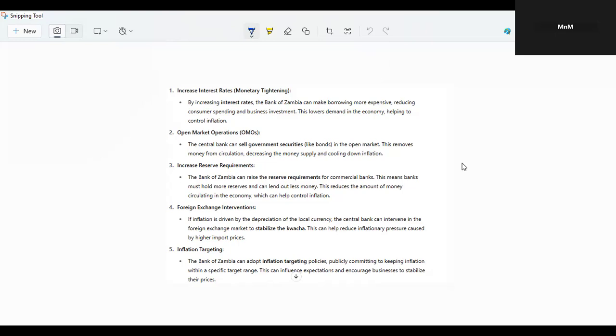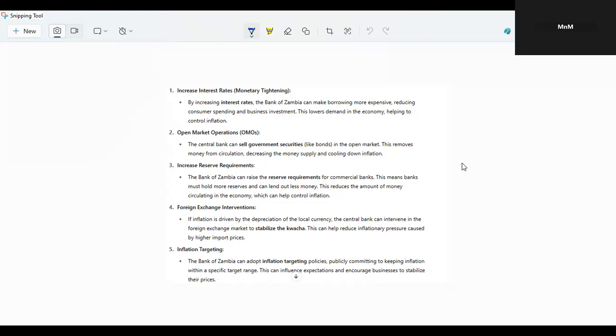The other intervention is through foreign exchange intervention. If inflation is driven by depreciation of the local currency, the central bank can intervene in the foreign exchange market to stabilize the kwacha. This can help reduce inflationary pressure caused by higher import prices.